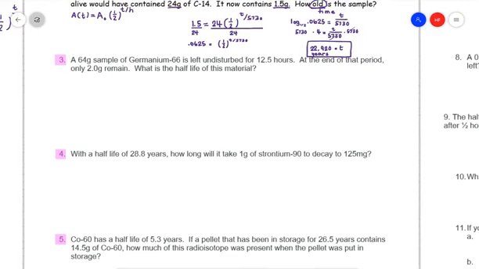On number 3, a 64-gram sample of germanium 66 is left undisturbed for 12.5 hours. At the end of that period, only 2.0 grams remain. What is the half-life of that material? So this is what we're looking for. We start with 64 grams for 12.5 hours, and then we have 2 grams remaining. So I'm going to write our formula again.